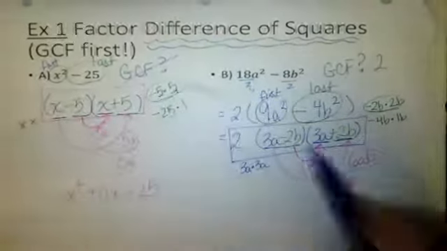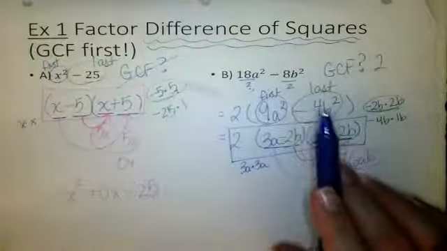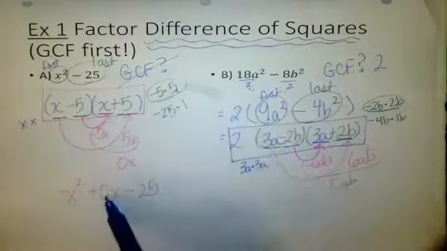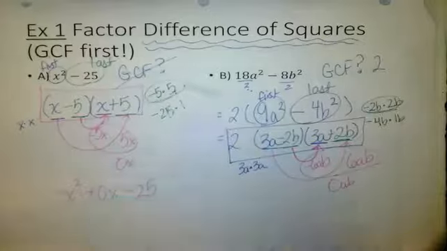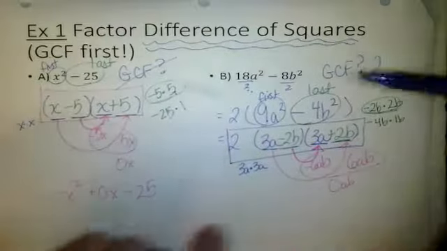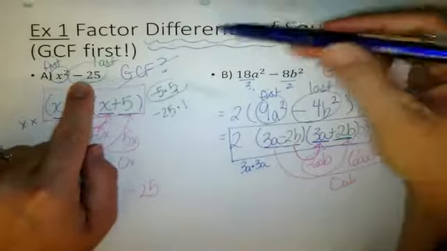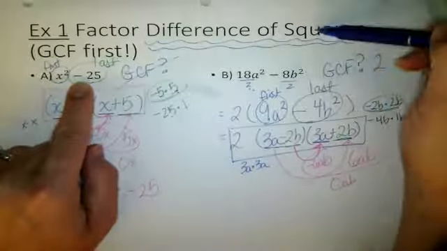The question was, if you don't have a middle term to start out with, can you just assume that it's a 0? And yes, yes. Very good. Ladies and gentlemen, this x squared minus 25 is called difference of squares.